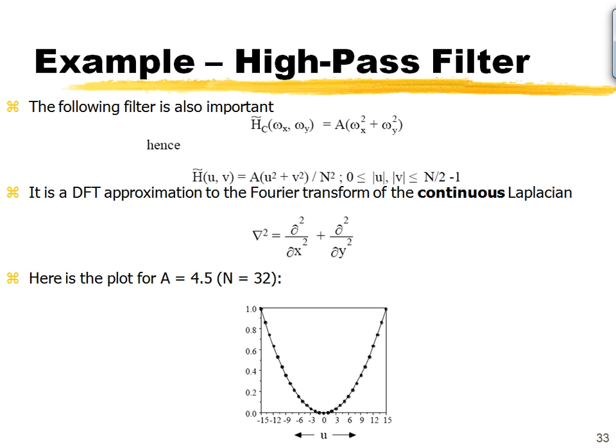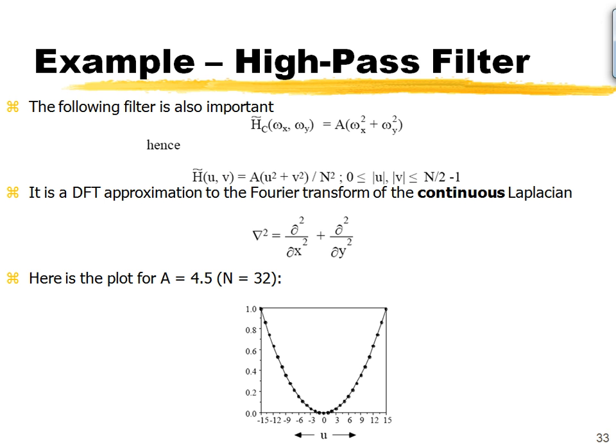So the most common band pass filter, like I said, is not something that we use very often, but the most common filters that we use are going to be Gaussians for low pass and Laplacians for high pass.